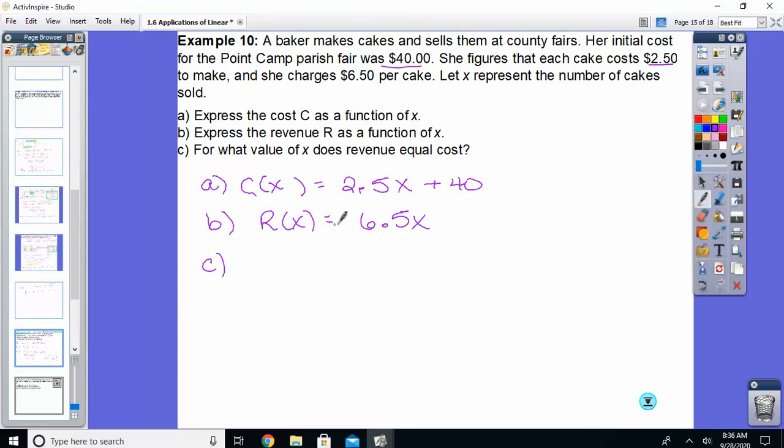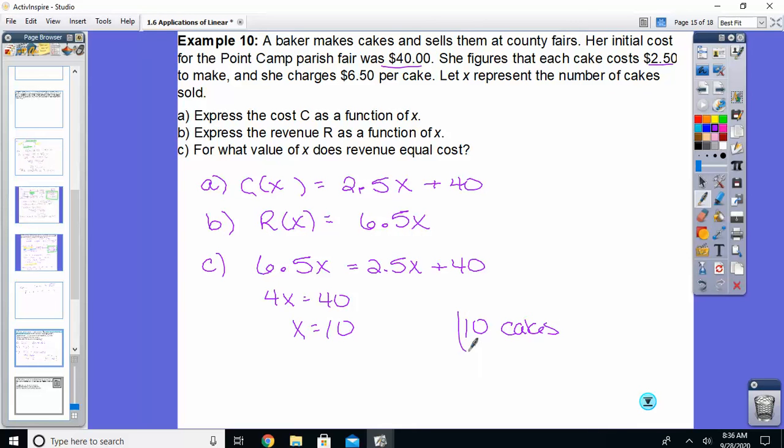C, I want to know when revenue equals cost. So you just set those two things equal. Subtract over your 2.5. So for 10 cakes, that's when she breaks even. What questions do you guys have on that one?